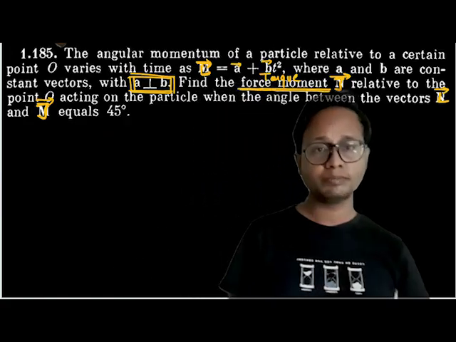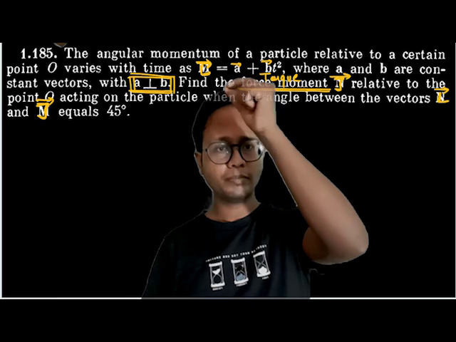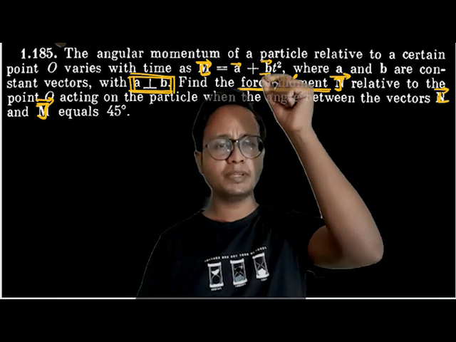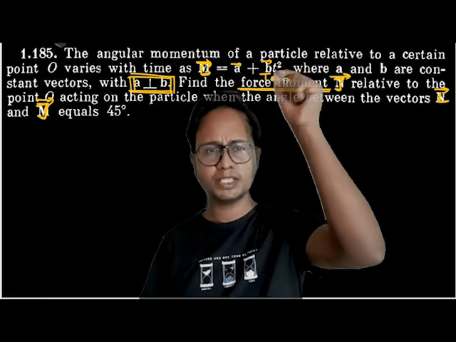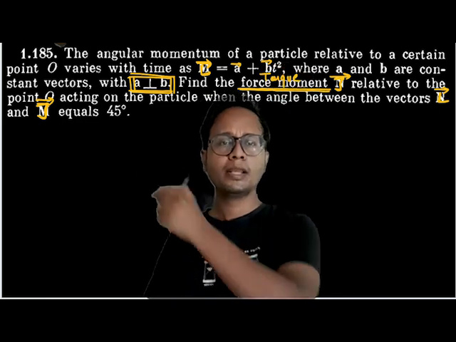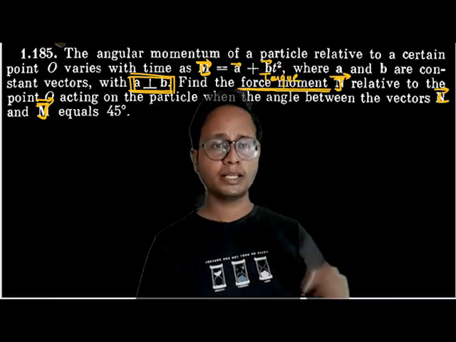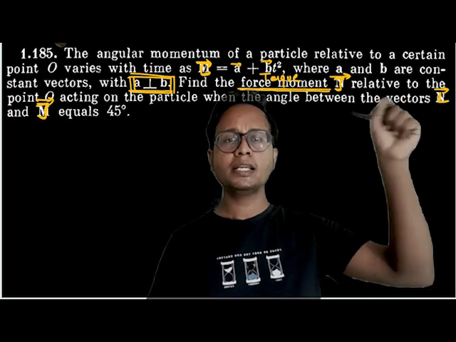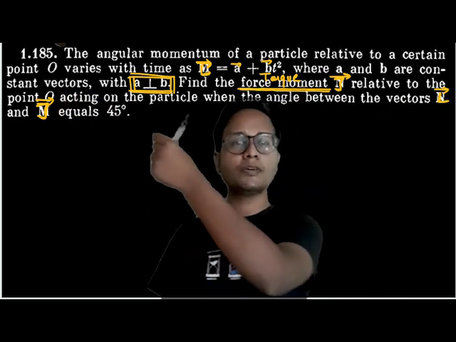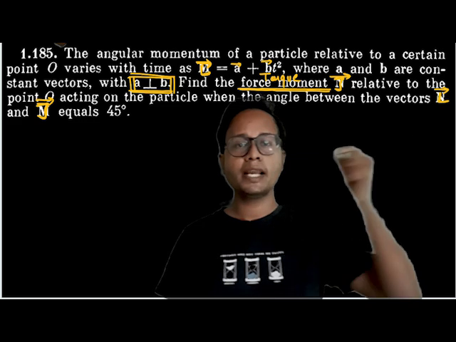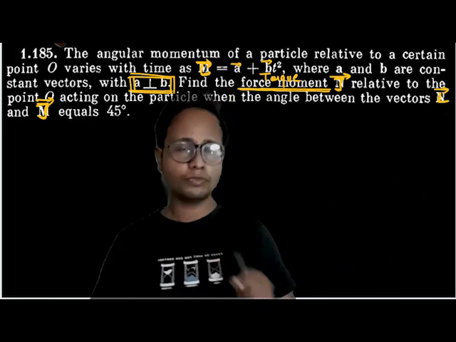In this question, what is being said is that the equation of angular momentum in terms of t is given by a vector plus b vector t square, and a vector is perpendicular to b vector. Find the torque relative to point O, which is nothing but the origin, acting on the particle when the angle between angular momentum and torque is equal to 45 degrees.